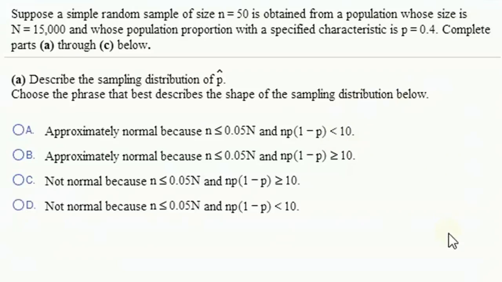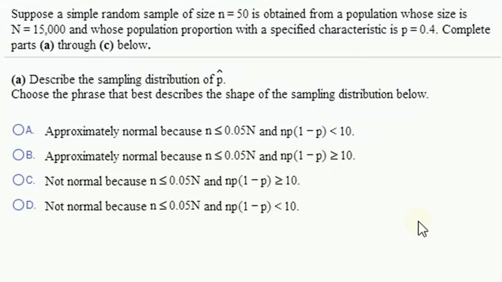Okay, so we have a simple random sample of size 50 obtained from a population whose size is 15,000, with the population proportion with a specified characteristic of, we don't have any story here. It's just the population proportion is 0.4, 40% of the population. So the sampling distribution of p hat is our estimate of the proportion, also known as our sample proportion.